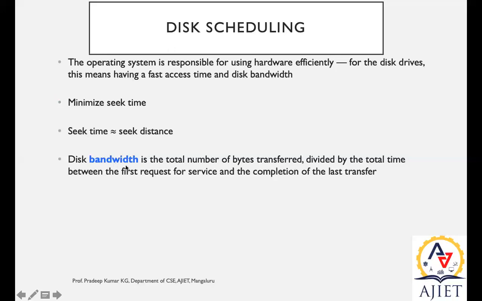Now when we say disk bandwidth, it is the total number of bytes transferred divided by the total time taken between the first request for service and the completion of the last transfer.